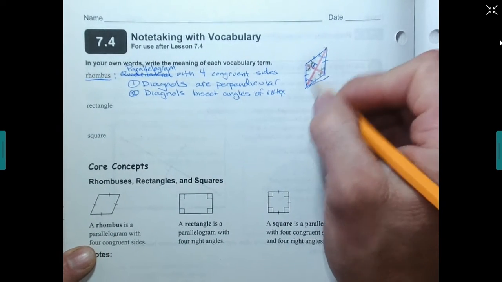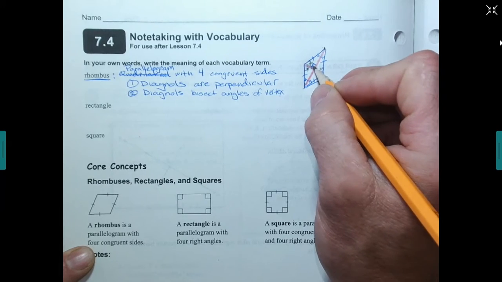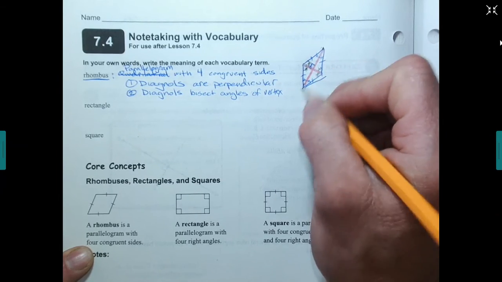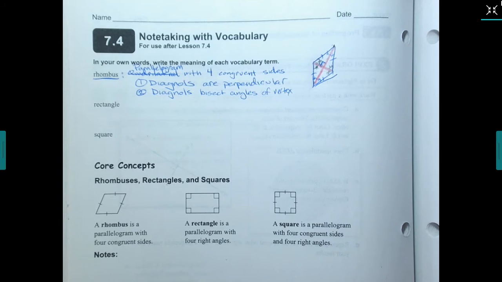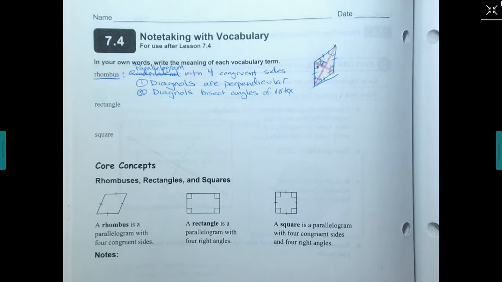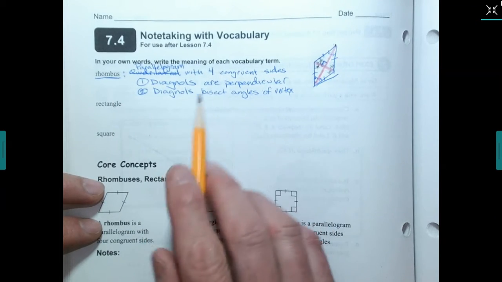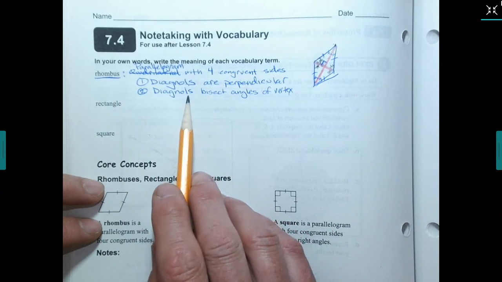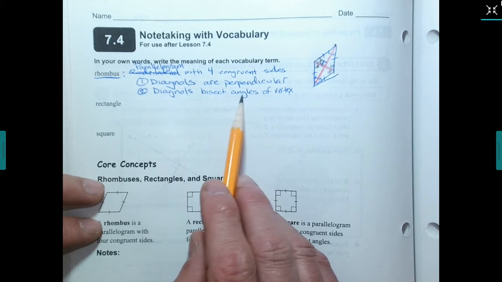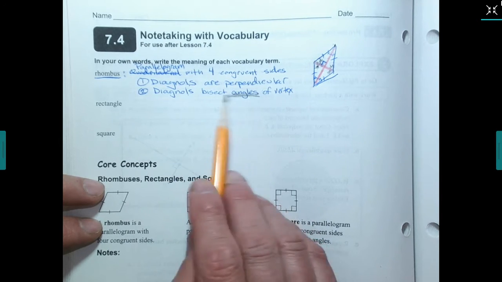So the diagonals cross at a perpendicular, and diagonals bisect the opposite angles. All right, so there you go. A rhombus has four congruent sides, the diagonals are perpendicular, and the diagonals bisect the angles.